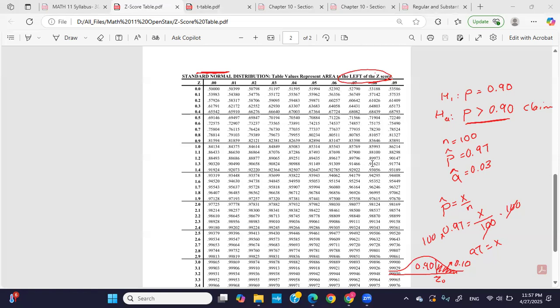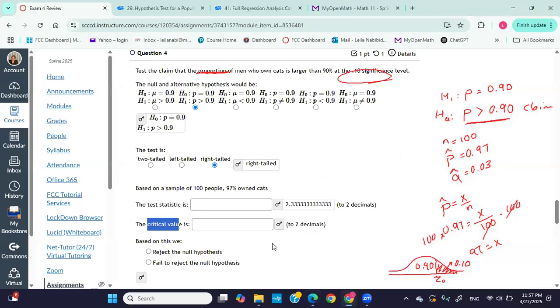Let me see. 0.90. I think this is the closest number that I can find, because the other one is 147 more than that, but this one is just about 27, maybe less. So it's 1.28. So I think the critical value must be 1.28. Yes, that's correct. As long as you have the 1.28, you have the correct answer. I don't care about the rest of the digits because the question says rounded to 2 decimal places.